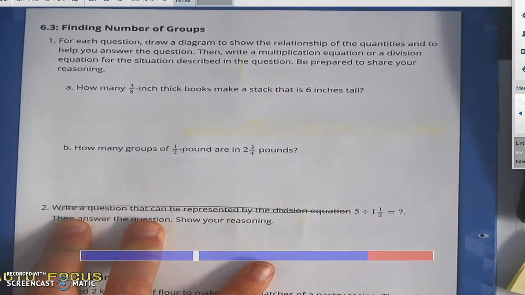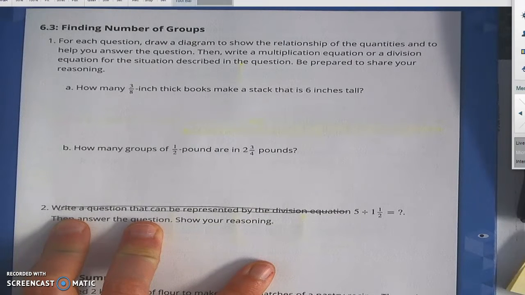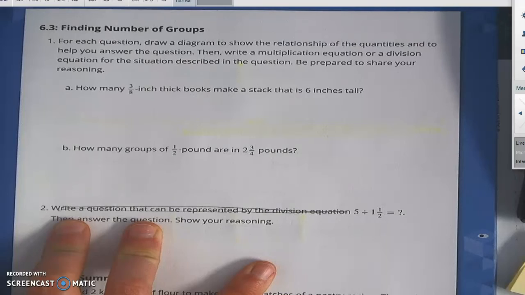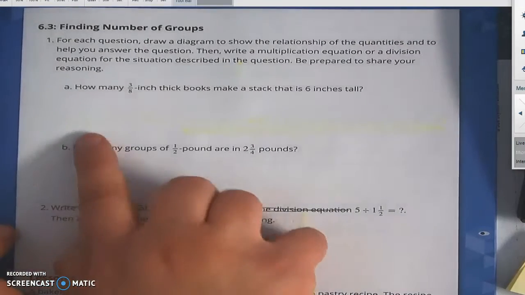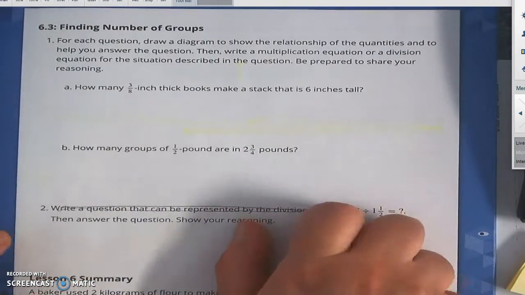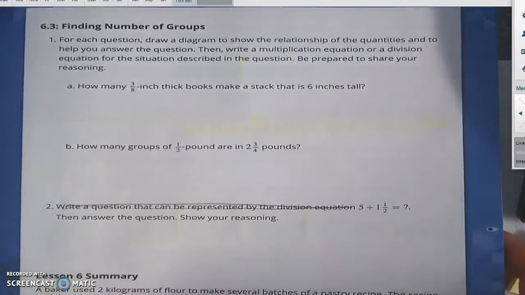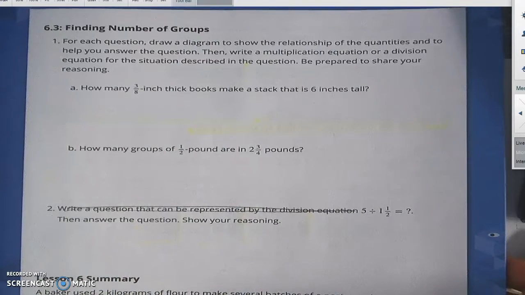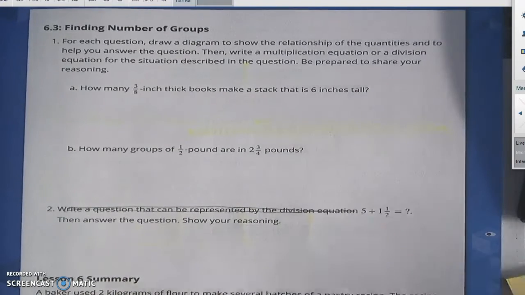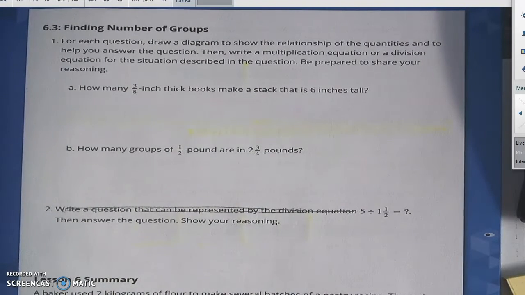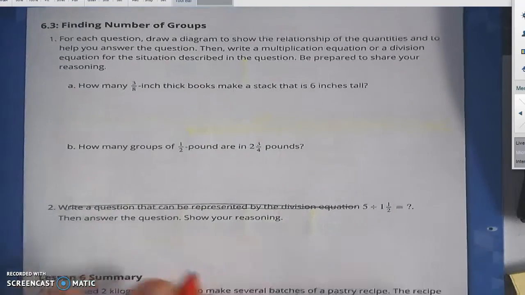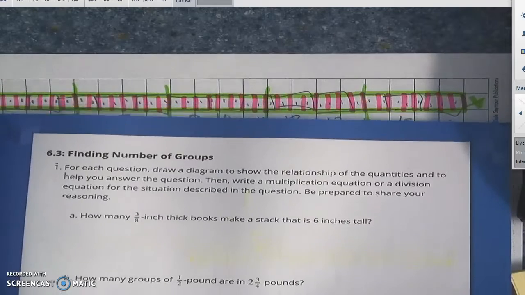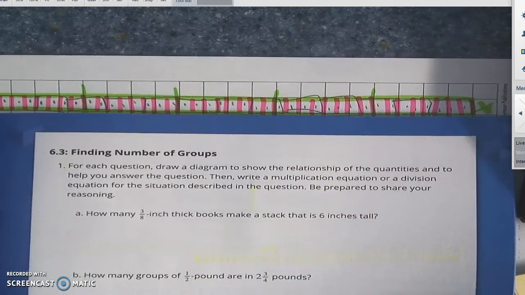a lot to draw. How many 3/8 inch thick books make a stack that is 6 inches tall? So we need to draw 6 sections and split them up into eighths. I tried to do it just in my workbook, and it was just so many teeny tiny sections that I couldn't keep track of it all. So instead, I'm just going to show you a preview of what I did.